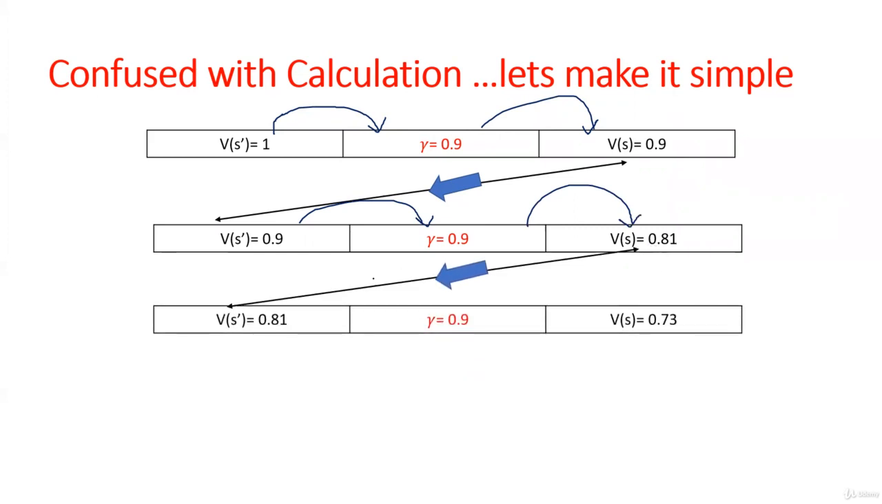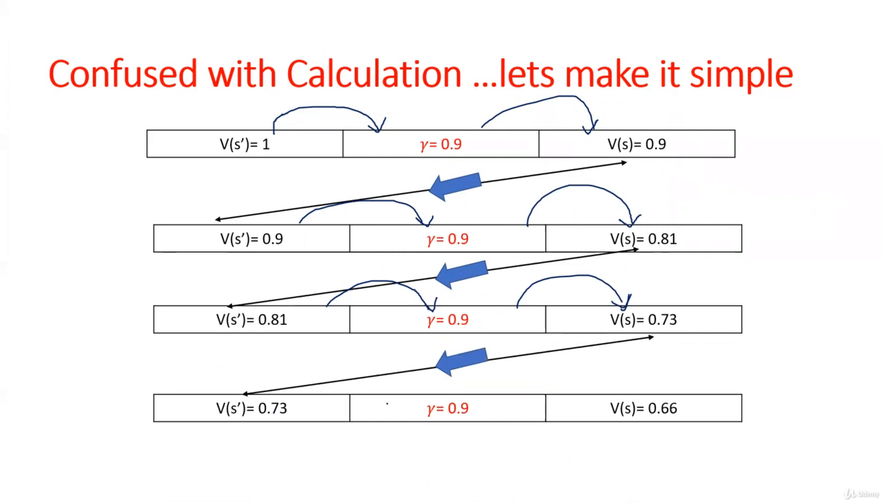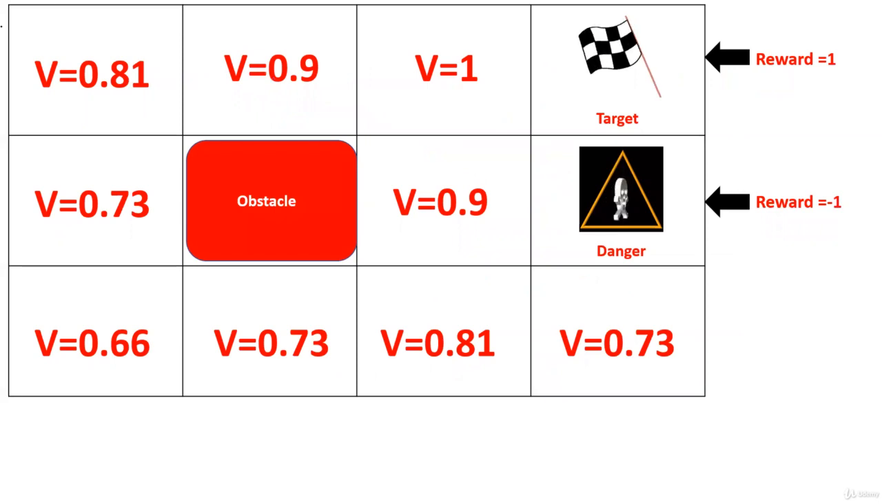This 0.81 will be taken over here. This 0.81 multiplied by 0.9 and we got 0.73. This 0.73 gets multiplied by 0.9 and we get the value of 0.66. Now it is very simple for you, so the calculation is not confusing now. This way we are going to fill all the blocks.